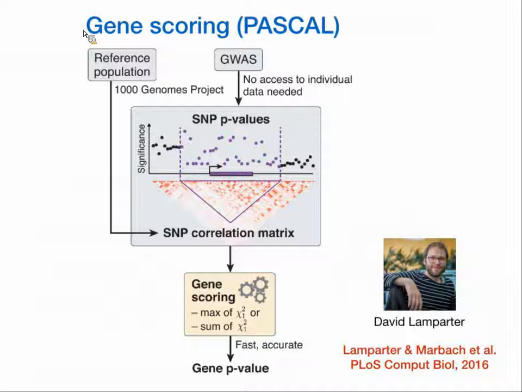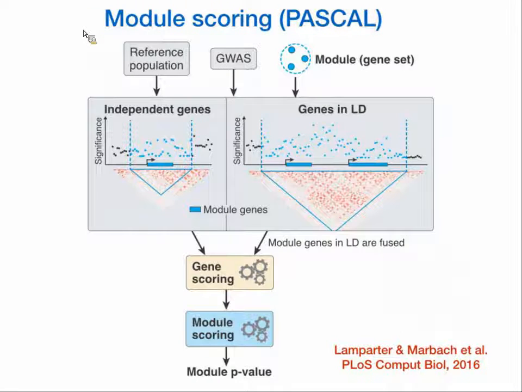As I mentioned, you can use Pascal to compute the gene p-value, to summarize the SNP association scores at the level of genes, but you can also use it to summarize them at the level of gene sets or pathways. So now we have as input the gene set, the GWAS, and also the 1,000 Genomes reference, just for the LD structure, and that's used to correct these scores correctly.